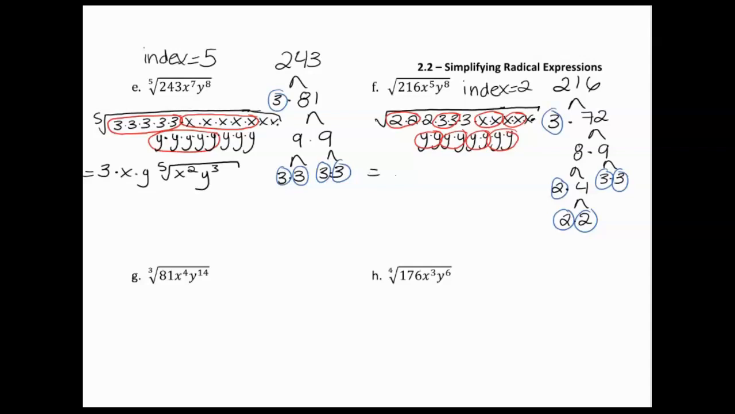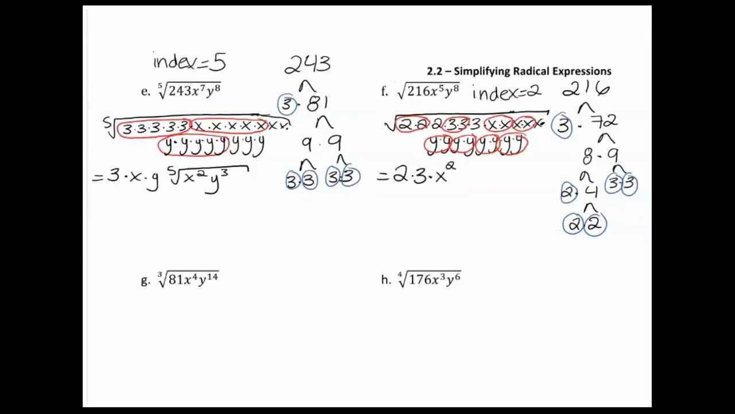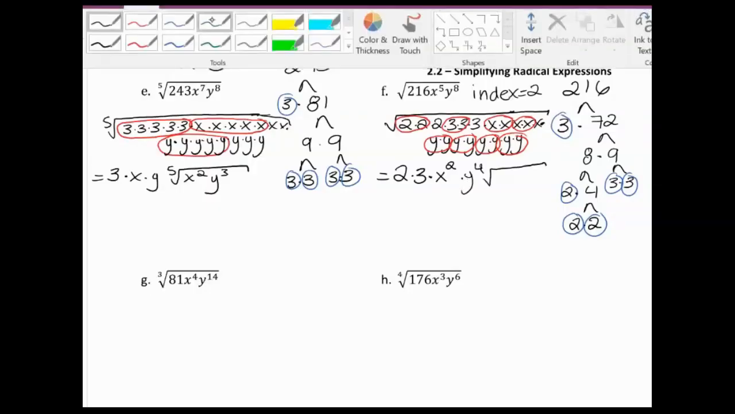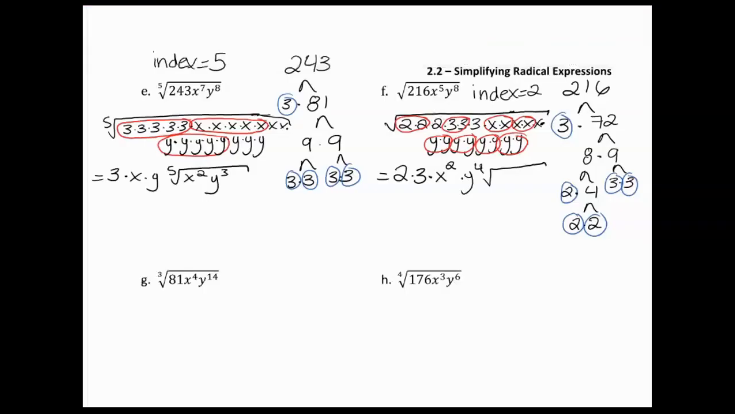So we have 2 times 3 times, we have 2 groups of my x's. So it's going to be x squared. And then for my y, we have 4 groups of the y. So that's going to be y to the 4th and the square root. What do we have left inside that square root? We have a 2, a 3, and 1 x. So we have 2 times 3 times x.